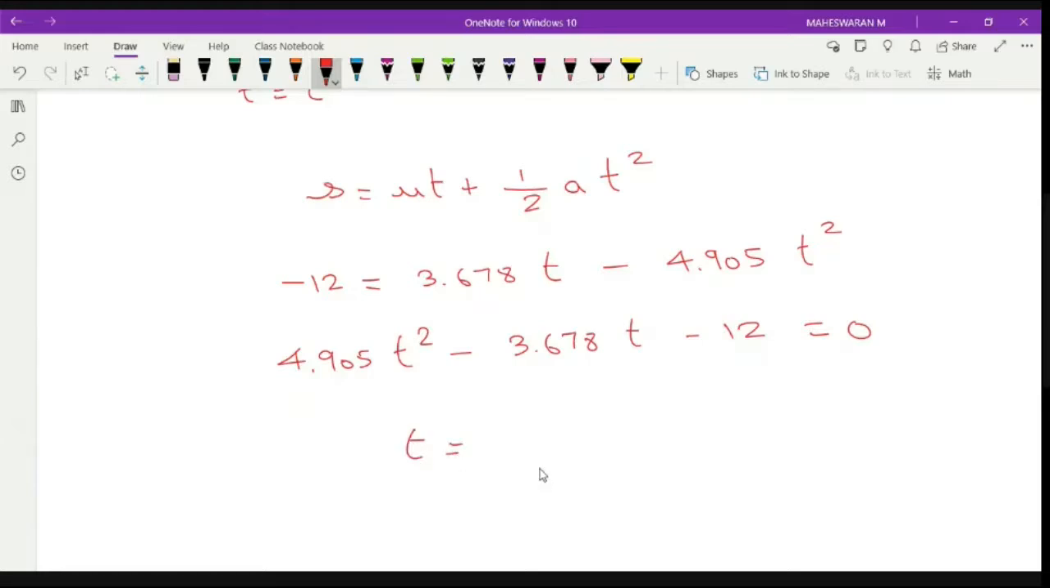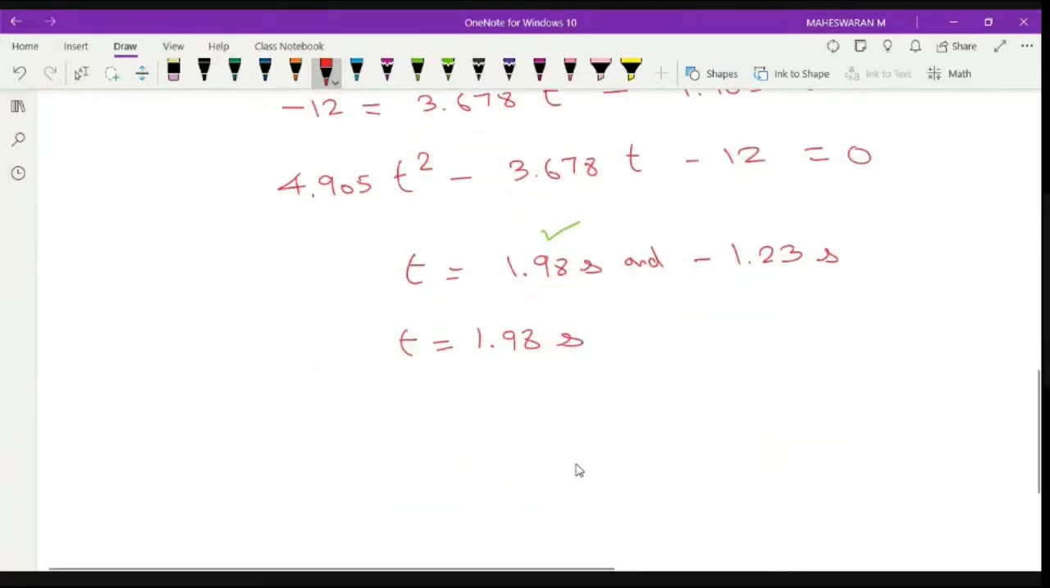You have it in your calculator. You can go to calculator mode, equation mode, change to degree 2, enter these values, and you will get your t value. Can you tell me what is the t value? 1.98 and minus 1.23. So these are the two values. We have to consider only the positive value, which is 1.98 seconds. So always consider the positive value. My time of flight to reach the ground is 1.98 seconds.